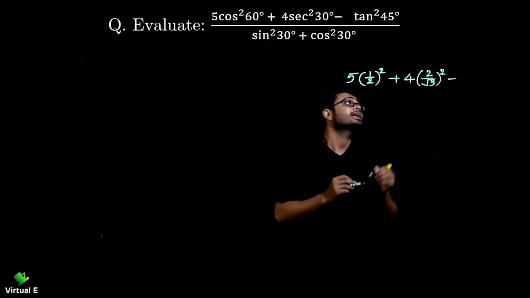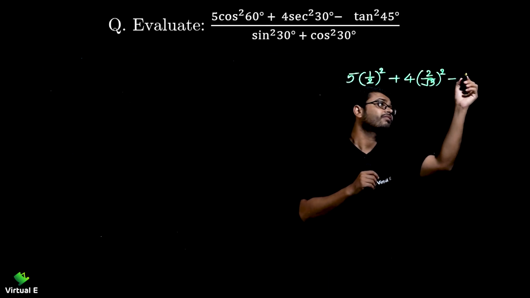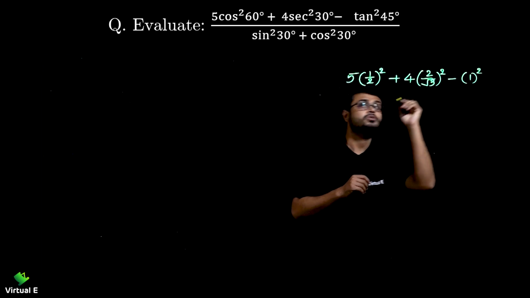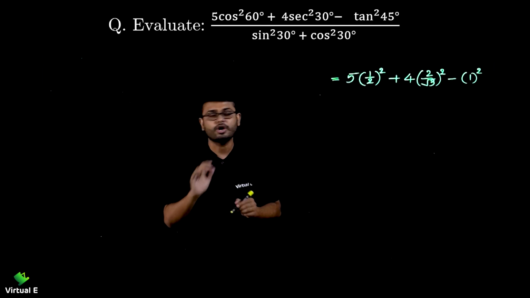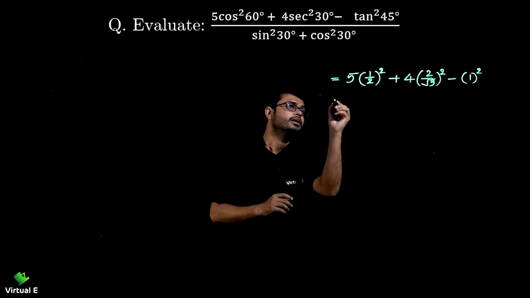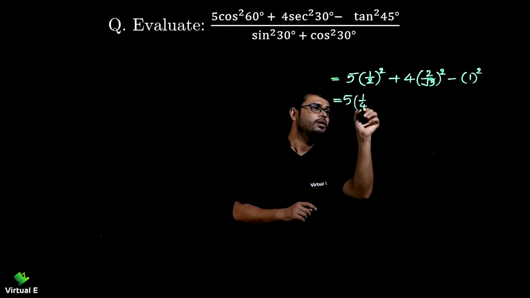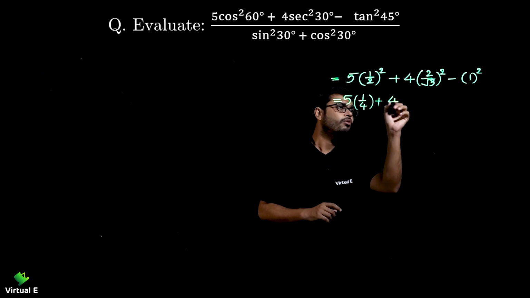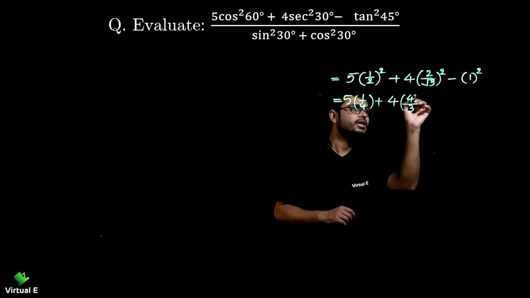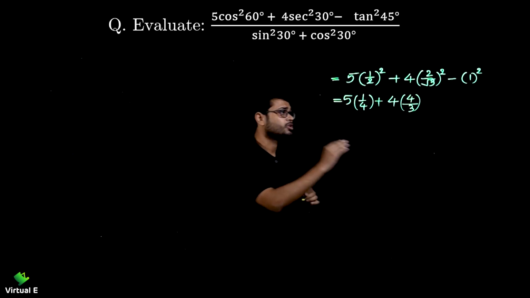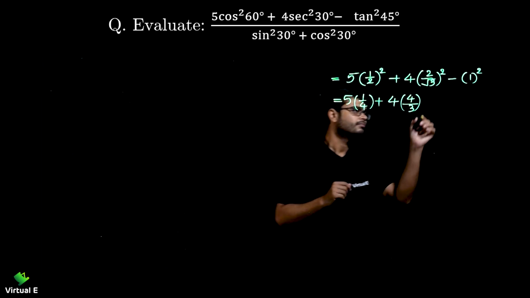Don't forget. Then tan square 45 degree. The value of tan 45 degree is 1, and here it is also square. Remember, I am only solving the numerator now. I am not solving the denominator, so I have not written it here. 5 into 1 by 2 whole square, so it will be 1 by 4, plus 4 as it is, 2 square which is 4, and root 3 square which is 3. I hope you remember by this time that the square of square root of 3 is 3 only, minus 1 as it is.